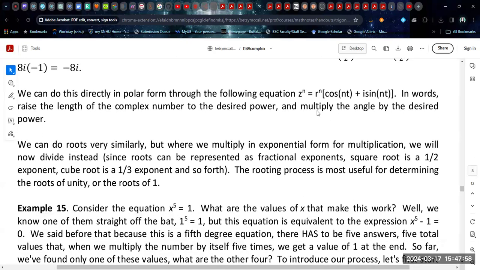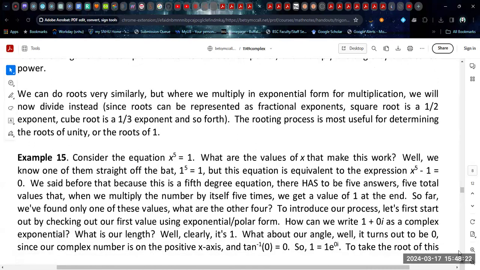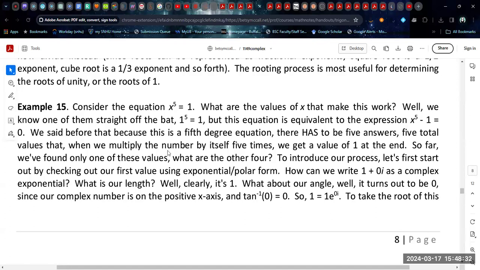So our general rule is that if I'm raising a complex number to the n power, and I can represent it in exponential form, then it's the radius to that power, and then cosine of n times the angle plus i sine of n times that angle. Now, roots work very similarly. For instance, the square root is a 1/2 exponent and the cube root is a 1/3 exponent. And so we can actually use this in order to get our roots.